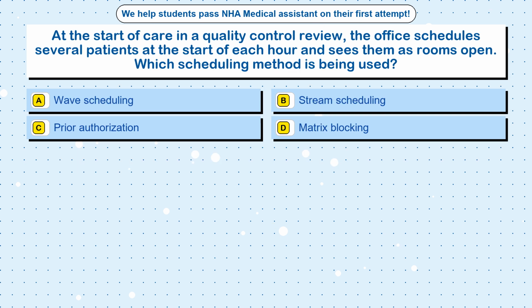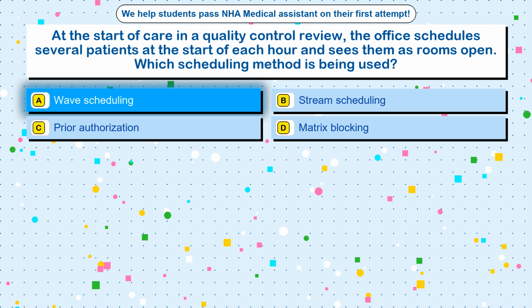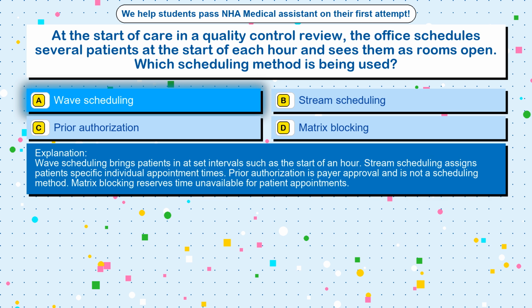Question 72. At the start of care in a quality control review, the office schedules several patients at the start of each hour and sees them as rooms open. Which scheduling method is being used? Option A, wave scheduling. Option B, stream scheduling. Option C, prior authorization. Option D, matrix blocking. The correct answer is option A, wave scheduling. Wave scheduling brings patients in at set intervals such as the start of an hour.